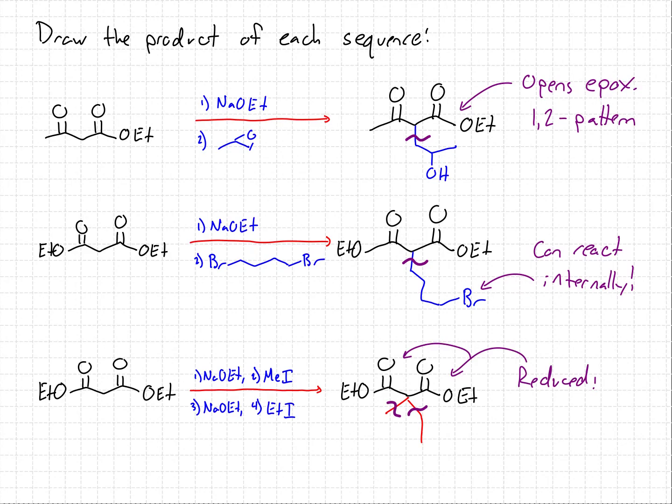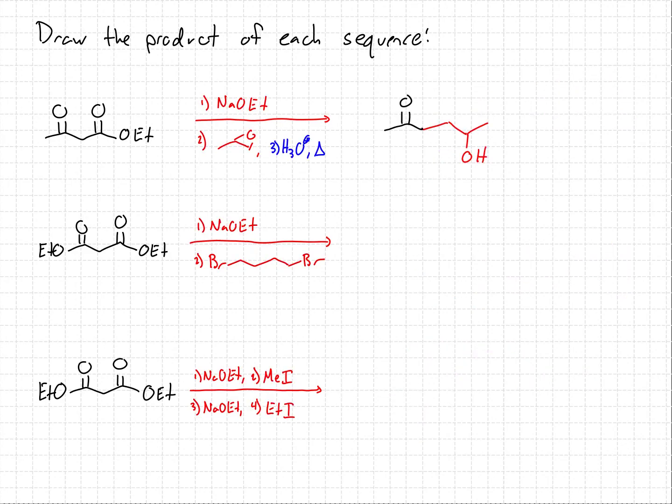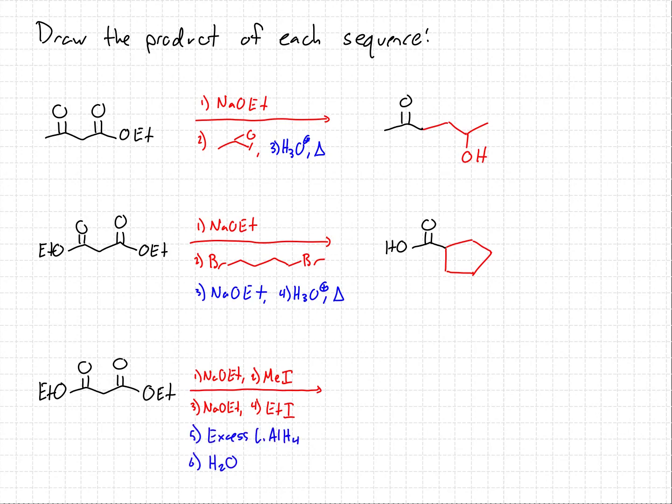Now with this sequence, the next thing that's going to happen is reduction of those carbonyl groups. In the first reaction, we follow up with hydrolysis and decarboxylation to give this keto alcohol as the product. In the second reaction, we remove the second proton, react internally, then hydrolyze and decarboxylate to give this substituted carboxylic acid. In the final reaction, we reduce the two ester groups to give this diol as the product.